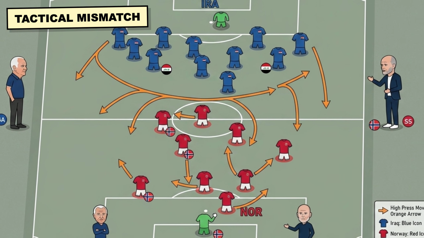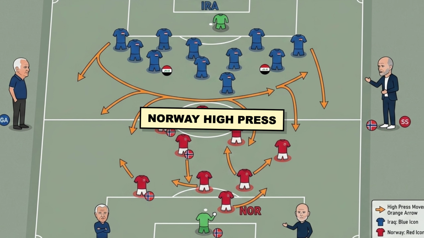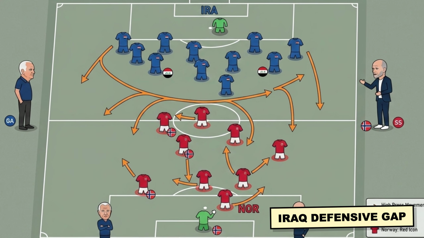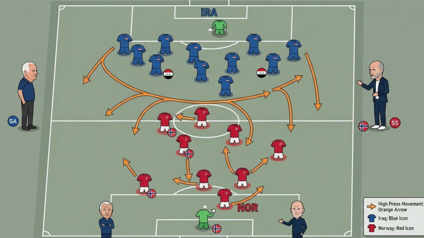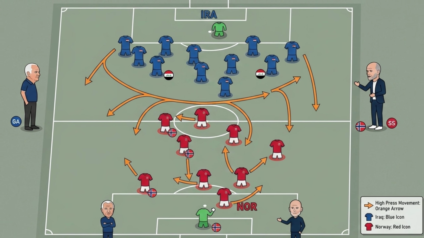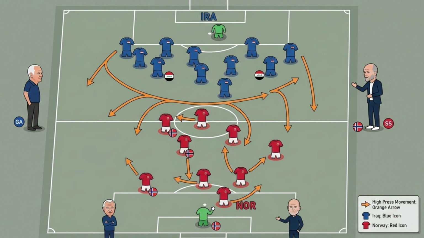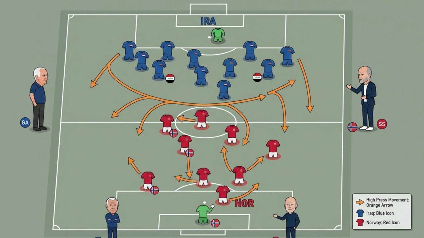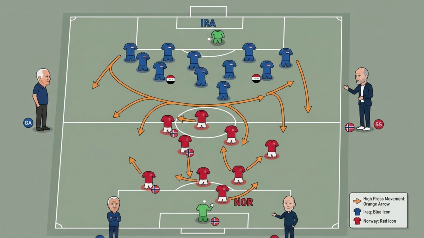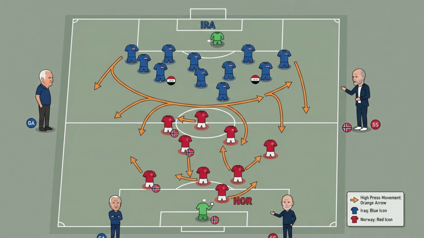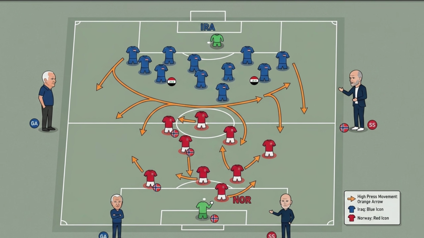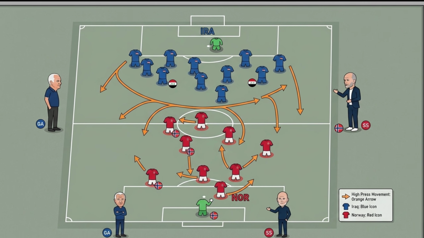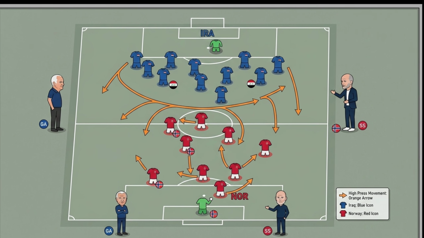Sarah, looking at the initial heat maps, Norway is swarming them. Their high-pressing 4-3-3 is absolutely suffocating Iraq's ambitious 4-2-4 formation. It feels like a mismatch in intensity right from the kickoff. Exactly, Leo. Iraq's setup is brave but structurally fragile. Solbakken's Norway is forcing turnovers high up the pitch, and the sheer verticality is exposing the space behind Iraq's fullbacks. The data shows this high-risk approach from Graham Arnold is creating massive pockets for the opposition to exploit.